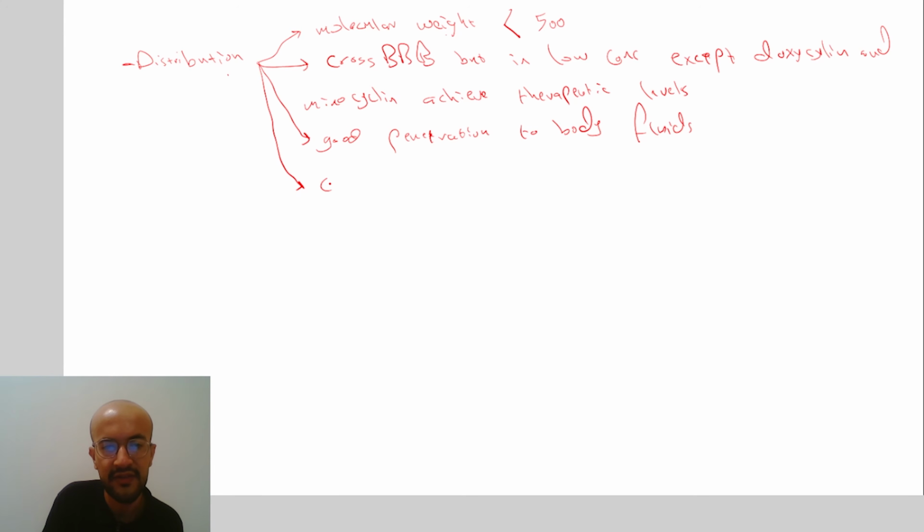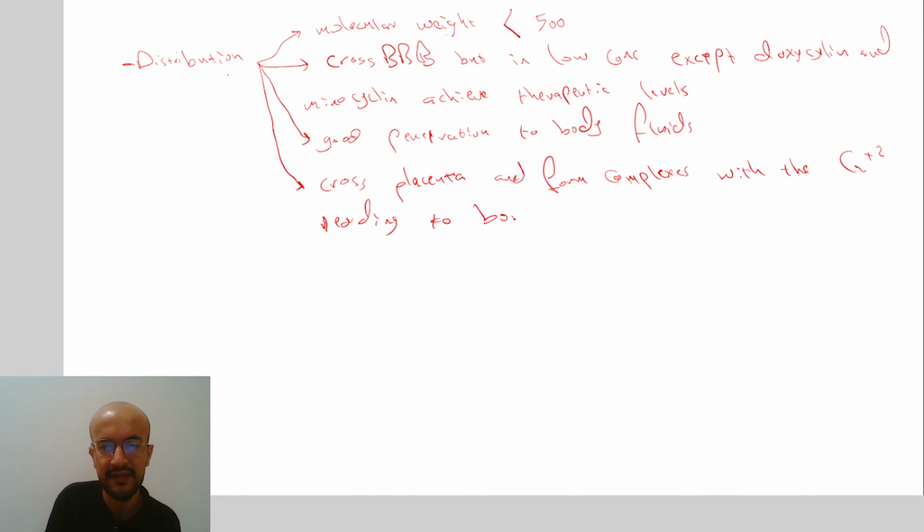They cross the placenta, and they make complexes with the calcium, and they would make malformation of the bones of the fetus. So they are contraindicated in pregnancy. So they cross the placenta and form complexes with the calcium, leading to bone abnormalities in the growing fetus.